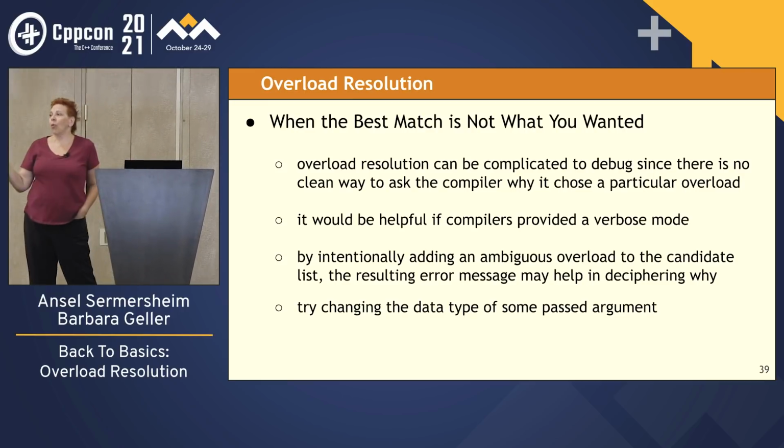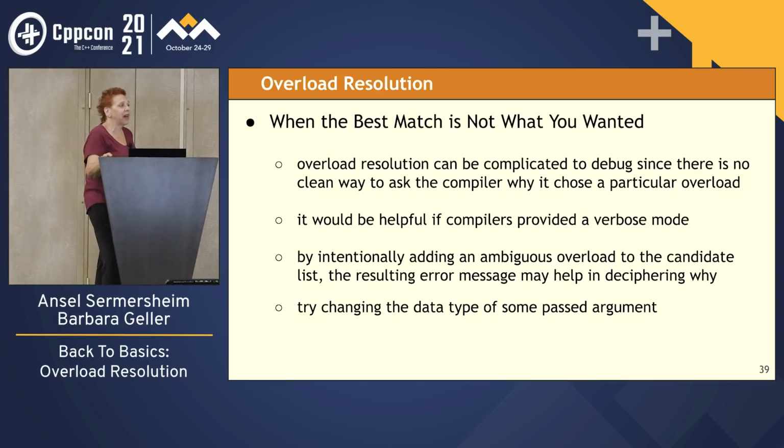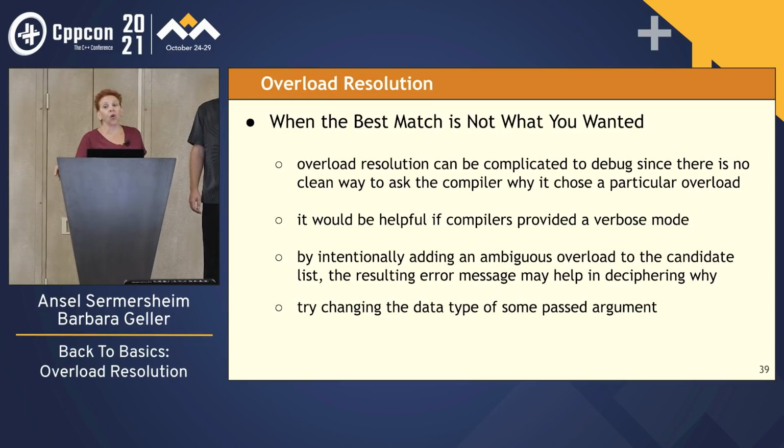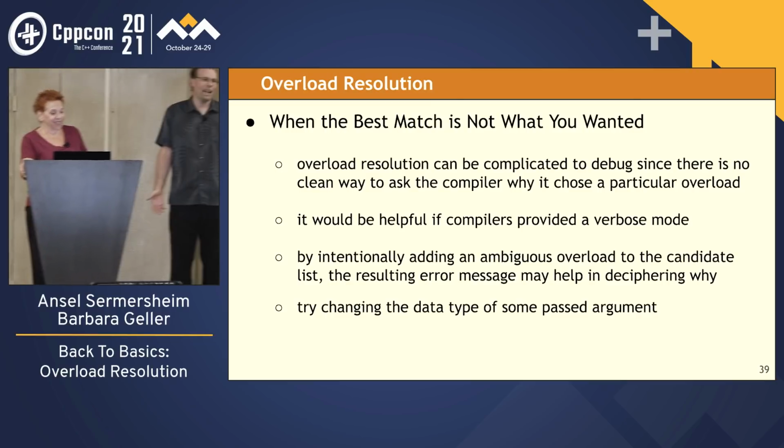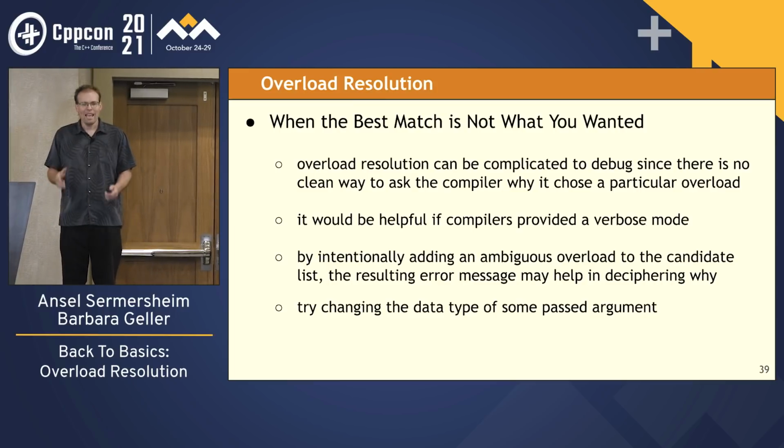I suspect at some point, maybe compilers will get a little better with that. They're not there yet. So you're going to have to do the reading, and you're going to have to decipher. Until that happens, one of the best strategies is, now that you understand how overload resolution looks at the candidates, you can add another candidate that will force the call to be ambiguous, and then look at the error message to see what it thought about all the various candidates. You can also try changing the data type of some passed argument to get it to be a better match for the function you think ought to be called.